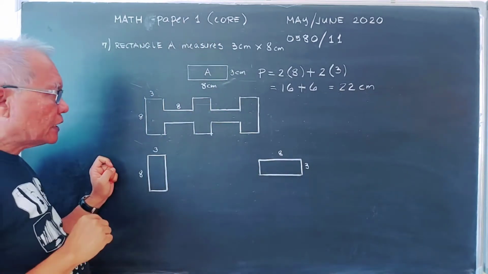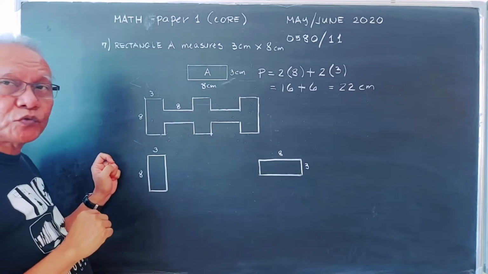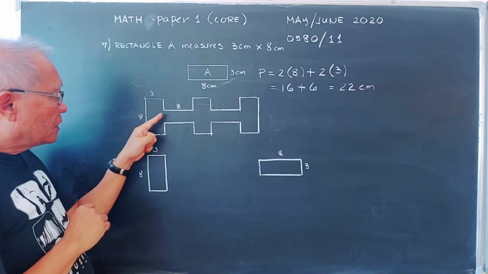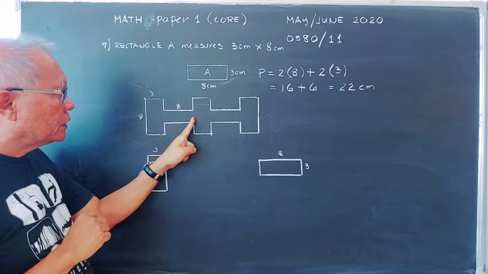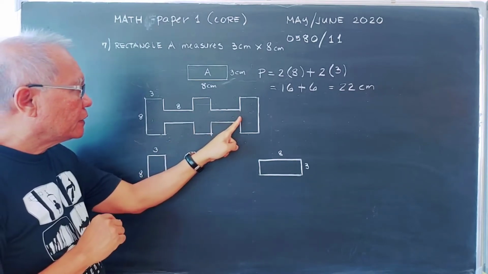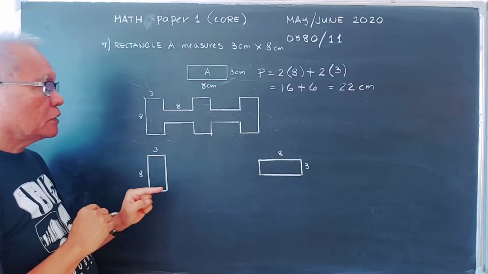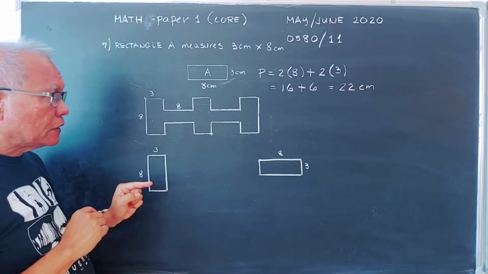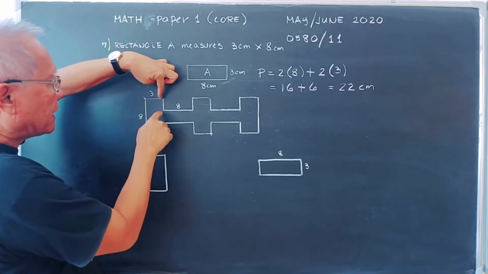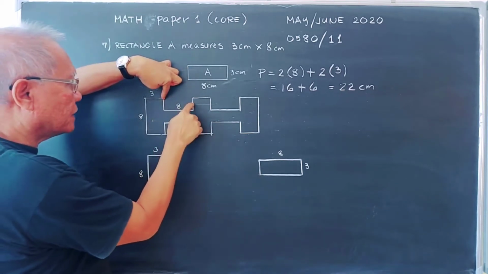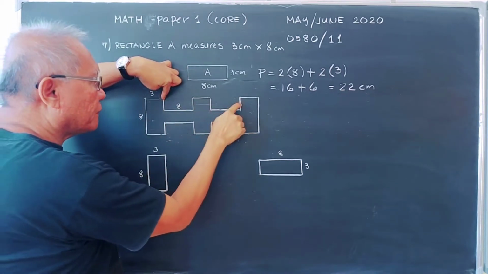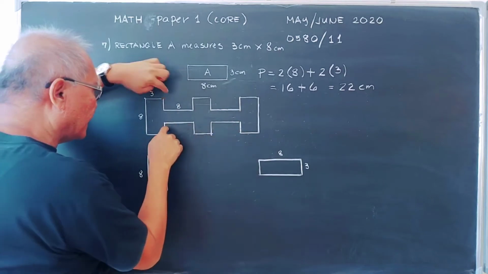The problem here, class, is that if we are going to connect them, this portion will not be included, here, here, here, and there. So we need to subtract that. We can have the length of this one, which is also the same as this: 1, 2, 3, 4, 5, 6, 7, 8.